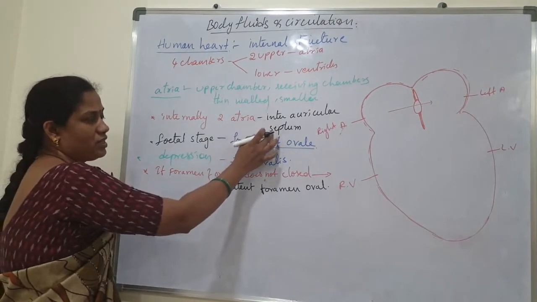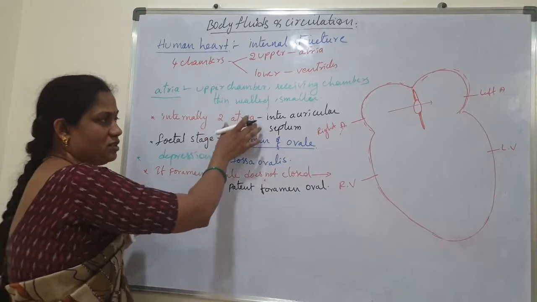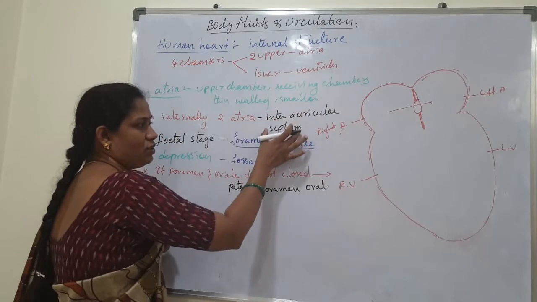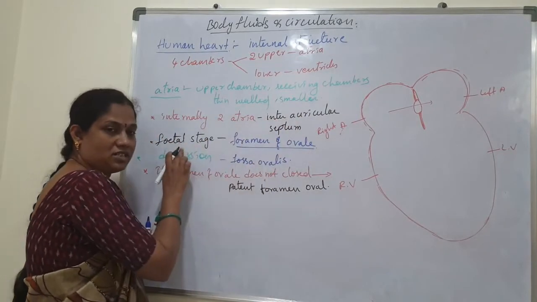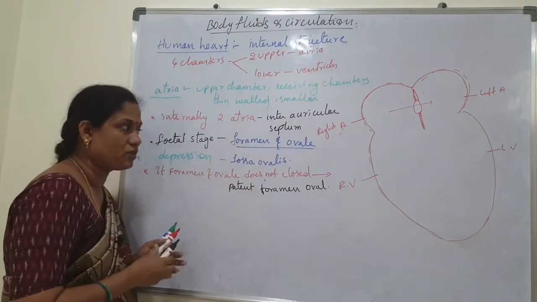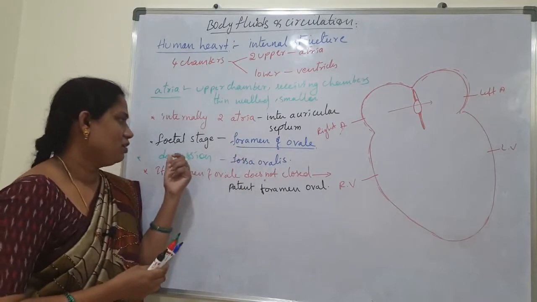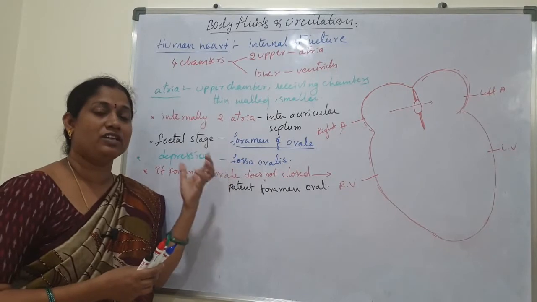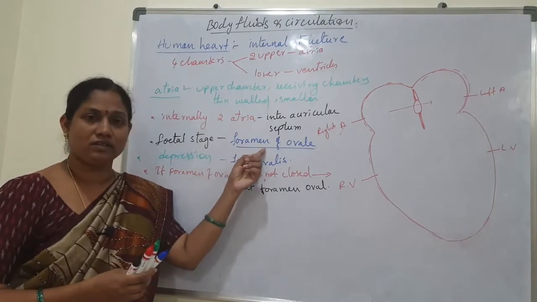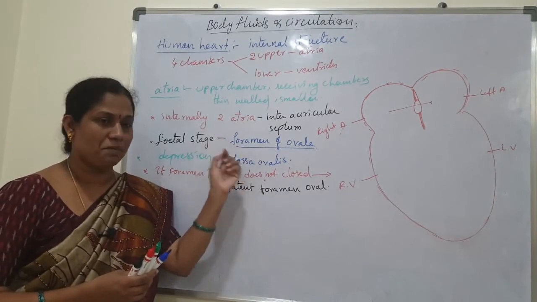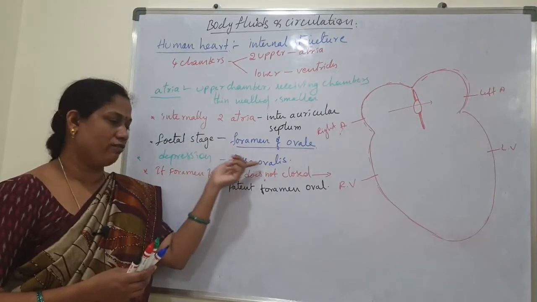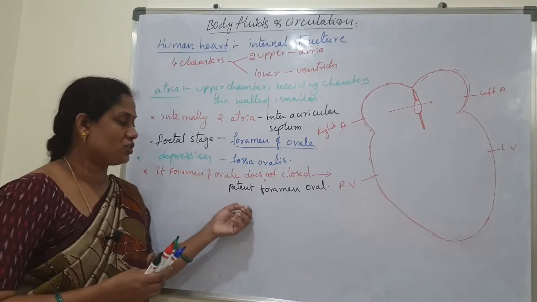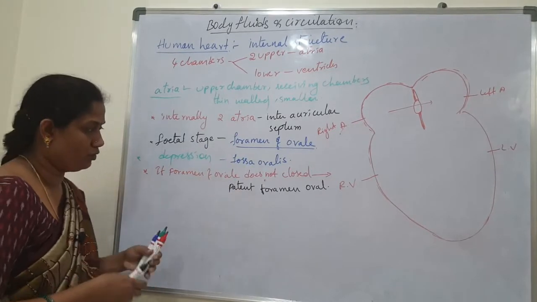The interauricular septum separates the two atria. Right and left atria are separated by the interauricular septum. In the fetal stage, it has a pore called the foramen ovale. Just before birth, when the lungs become functional, it gets closed. As a result, it leaves a patch-like structure called the fossa ovalis. If it does not close, that condition is called patent foramen ovale.